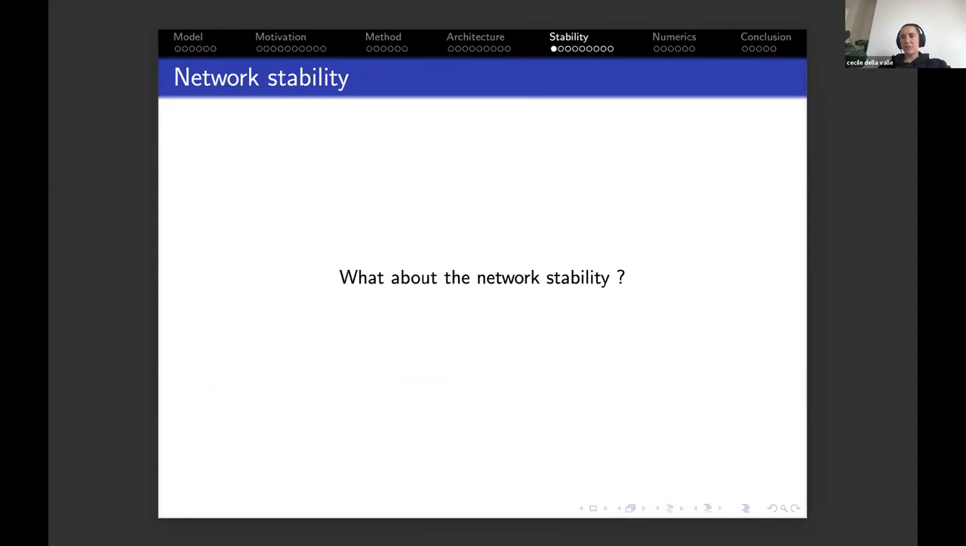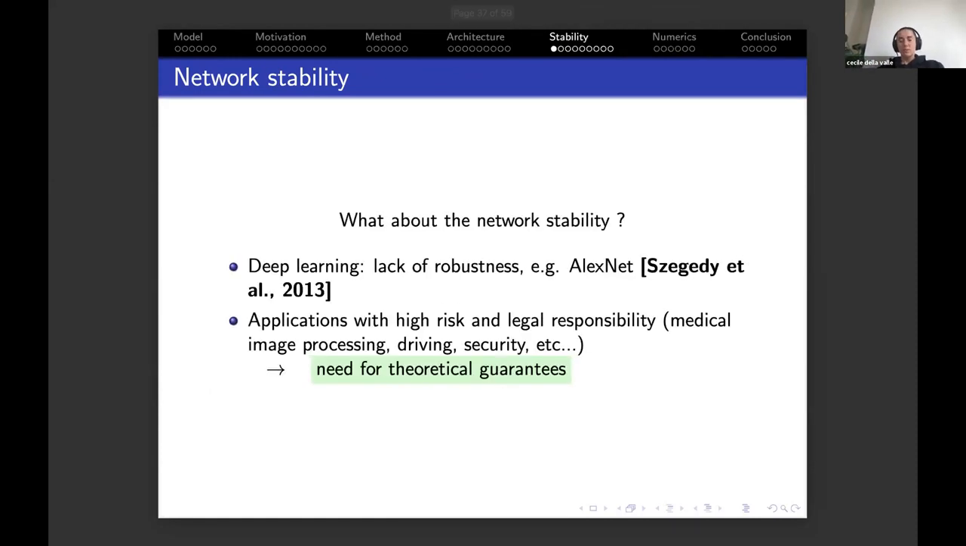Now, what about the stability of this network? Just to recall, there are a lot of issues around the stability of networks. In deep learning, you know that generally we have a lack of robustness in most classical neural networks. And there are a lot of applications with high risk, so there is a need for theoretical guarantees and not only experimental guarantees.